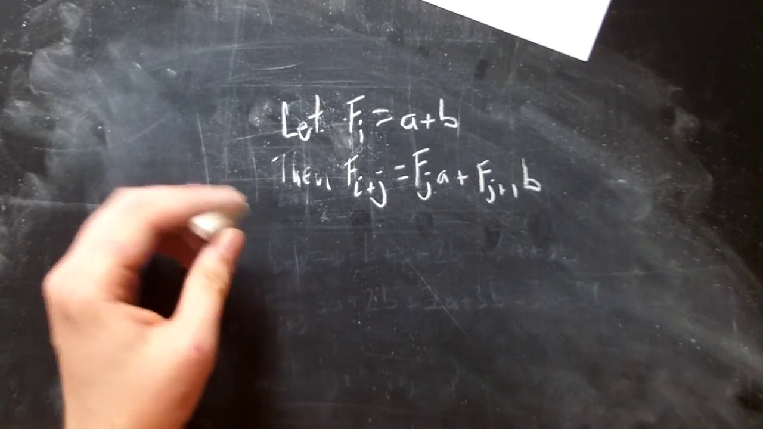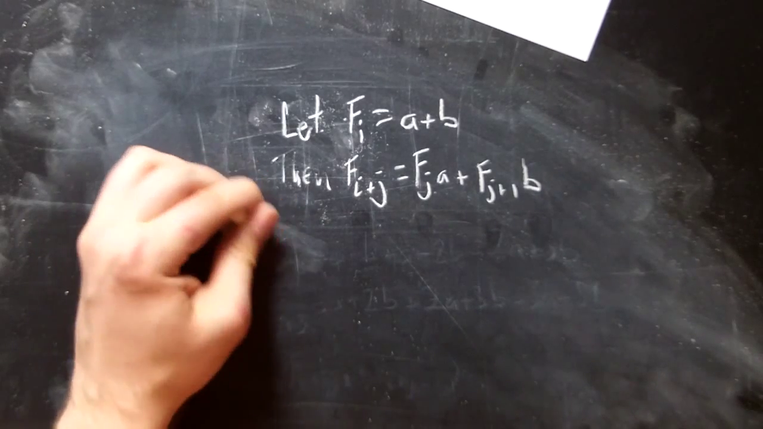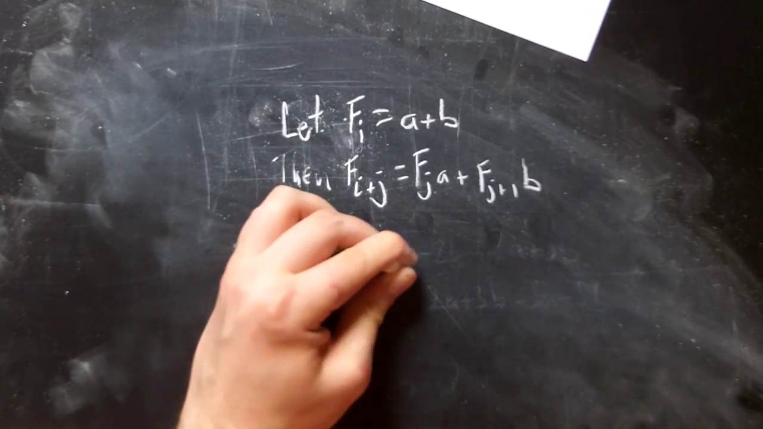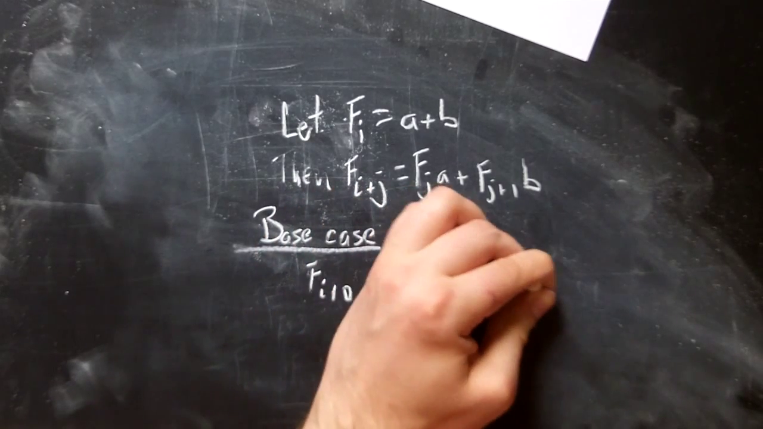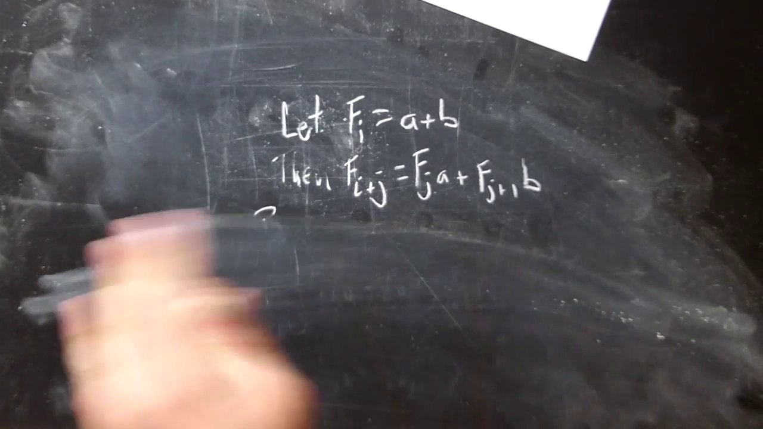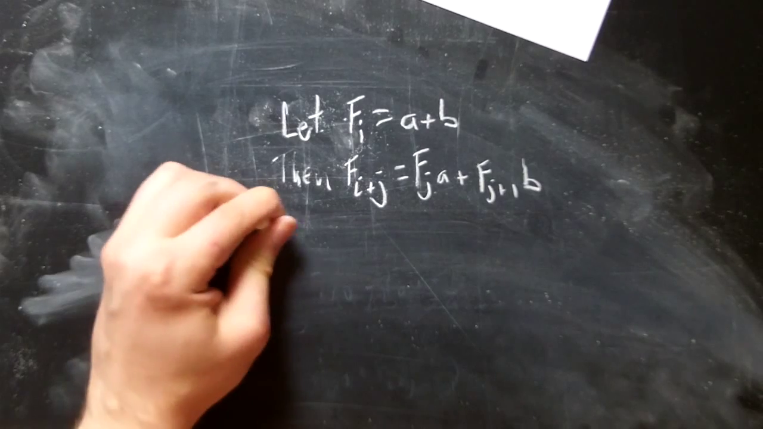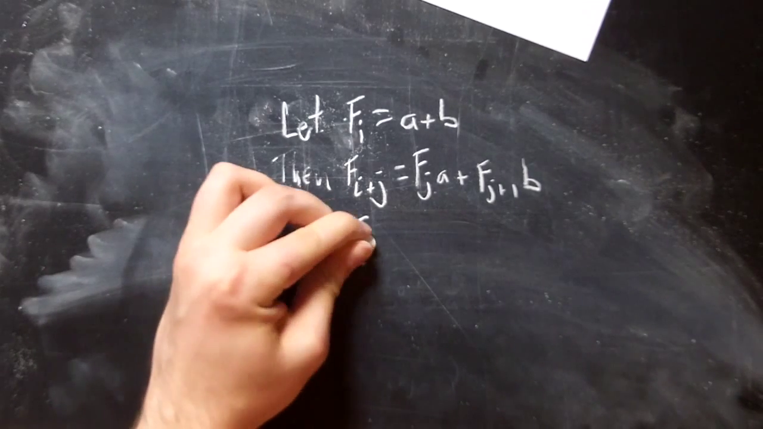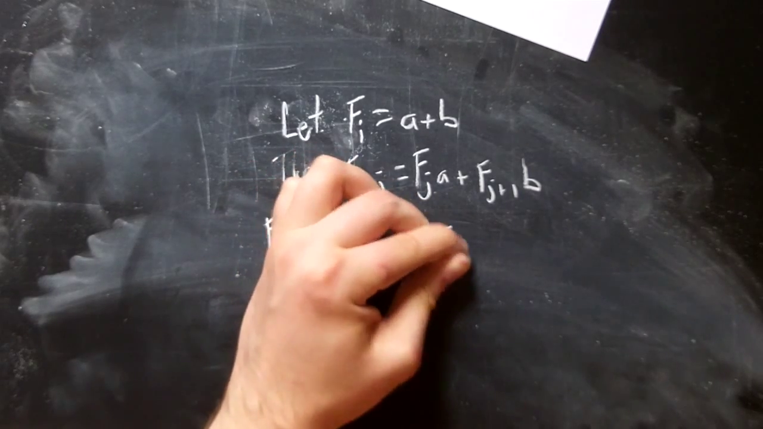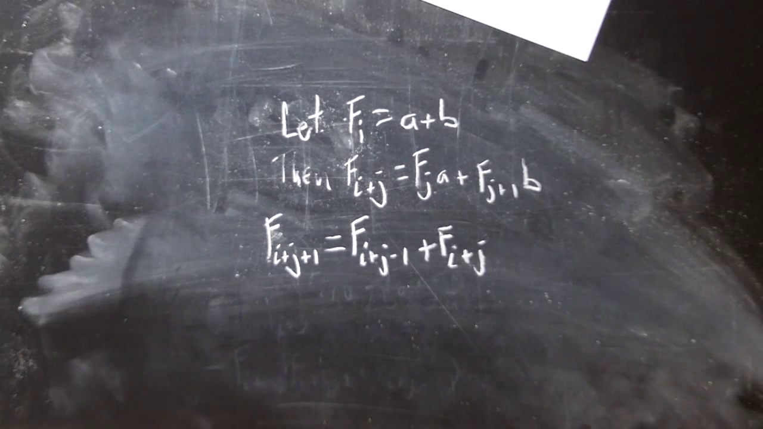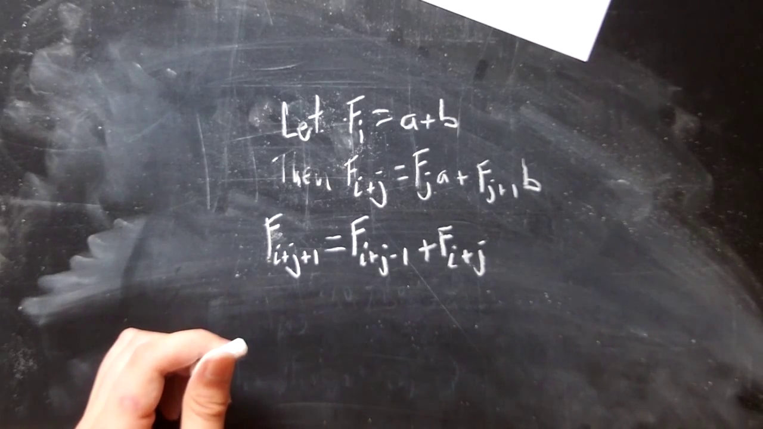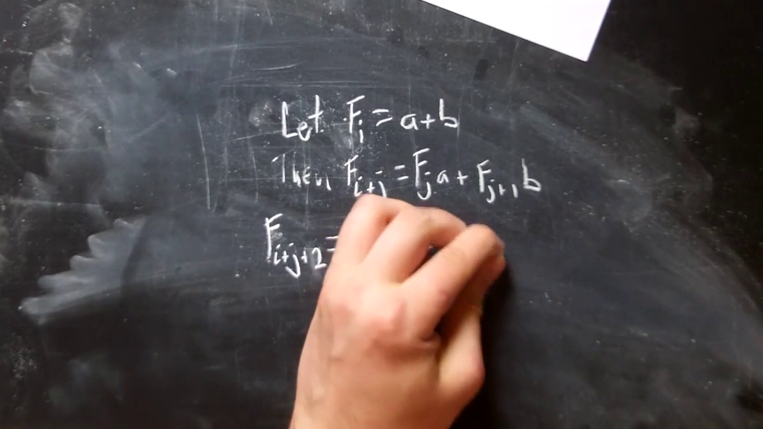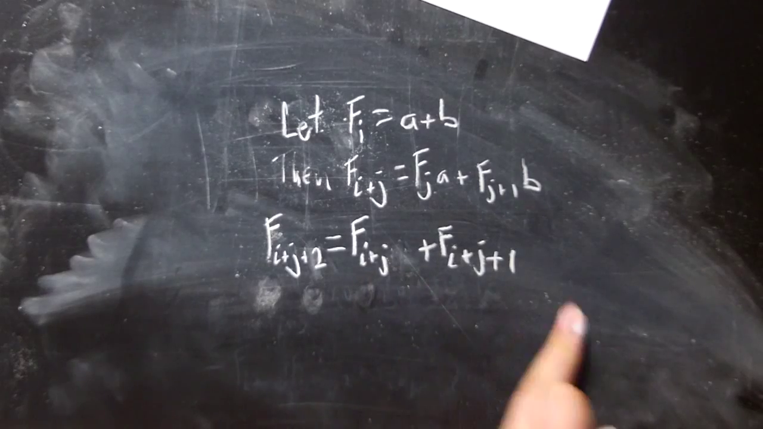So F_(i+j). Let's do a base case. I just did that, didn't I? F_(i+0) is F_0 a plus F_1 b, which is a plus b. Fine, didn't even write that properly. That's how little it matters. So let's look at F_(i+j+1). That is F_(i+j-1) plus F_(i+j). I could even make that a 2, couldn't I? Assume I did the base case for the first two things. So F_(i+j+2) is F_(i+j) plus F_(i+j+1).